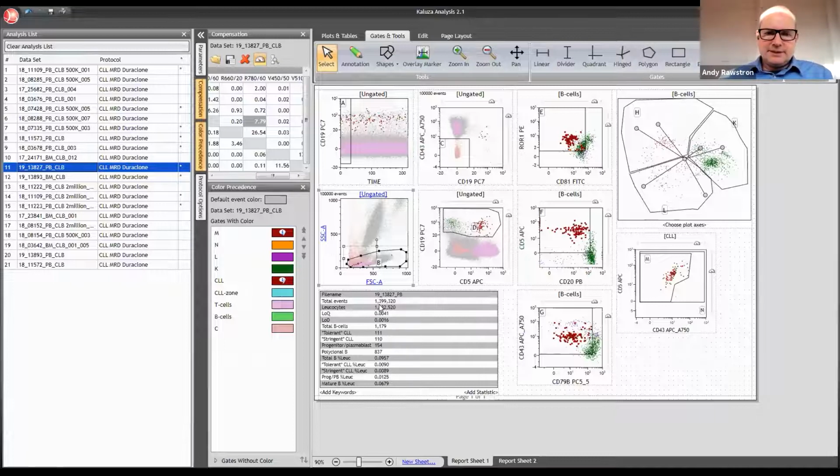So we've set it to acquire 2 million here. We've run out of events, total events at 1.4 million. Of those, 1.2 million are leukocytes. And we're left in a situation where it's just below the MRD IWCLL threshold, but there's clearly residual disease there.